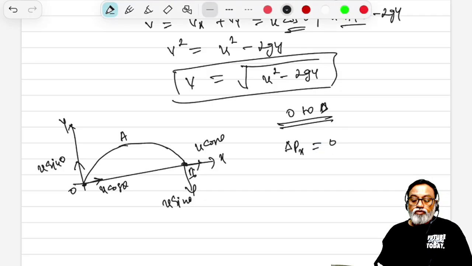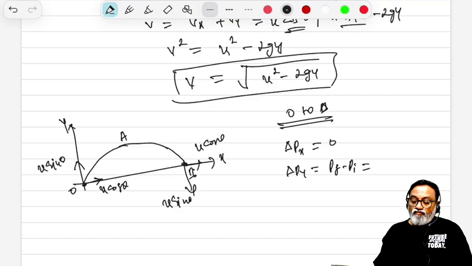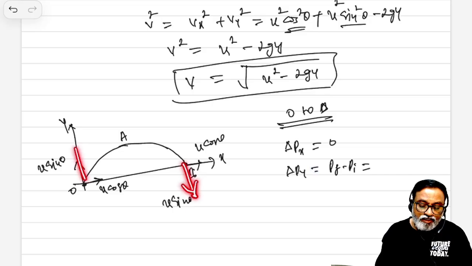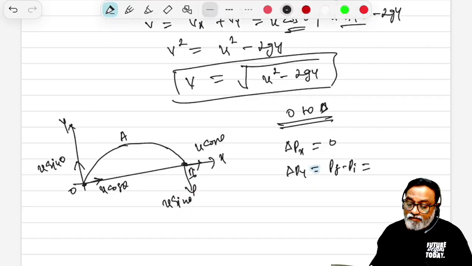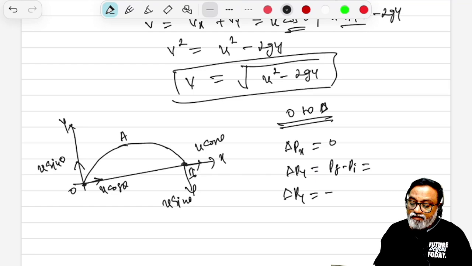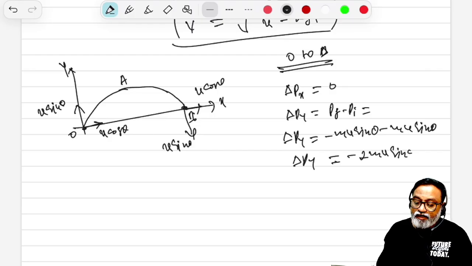Along x direction, 0. Along y direction, dpy, final momentum minus initial momentum. Final momentum means mass into velocity. Finally, velocity is in this direction and initially in the upward direction. Therefore, this we can consider as a minus. Therefore, delta py is equal to minus mu sin theta minus initially minus mu sin theta. Therefore, dpy is equal to minus 2mu sin theta.